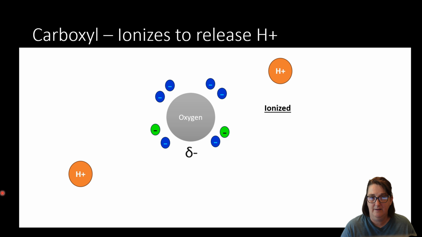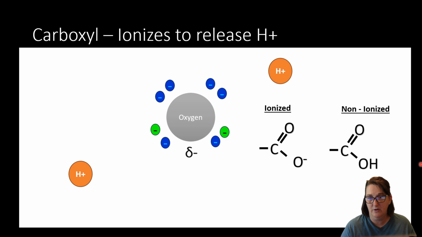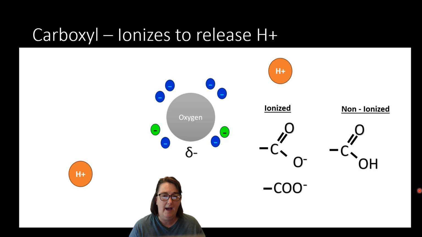So ionized, I can show that by showing a negative here. This shows that I had a hydrogen here and now it's gone and I've left behind the electron. If it's non-ionized, I'm going to show that the hydrogen is here, and therefore I do not have an acidic solution per se because my hydrogens are still attached to the molecule. I can show it this way. Dash COO with a minus is ionized. That's showing my hydrogen is gone. And then here I show that my hydrogen is there.